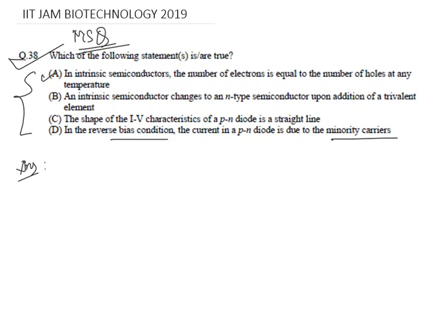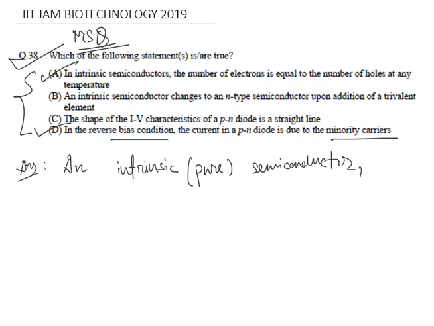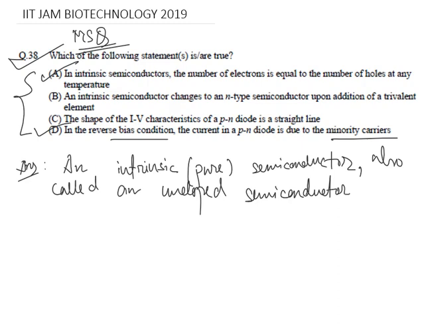So here option A and option D are correct because an intrinsic, pure semiconductor, also called an undoped semiconductor or I-type semiconductor, is a pure semiconductor without any significant dopant species present.